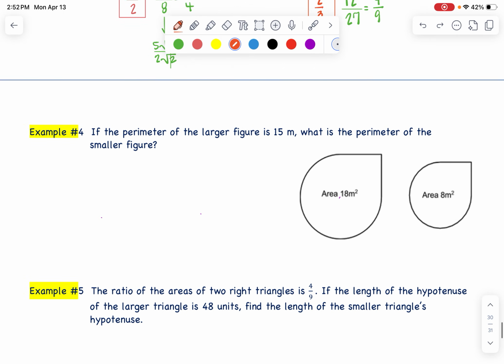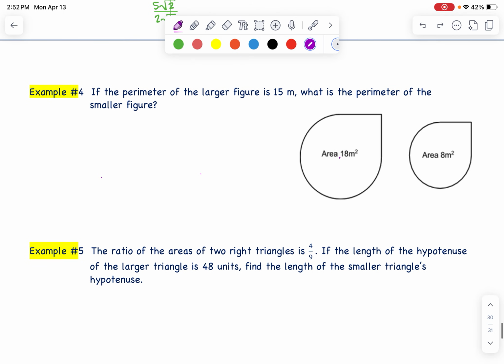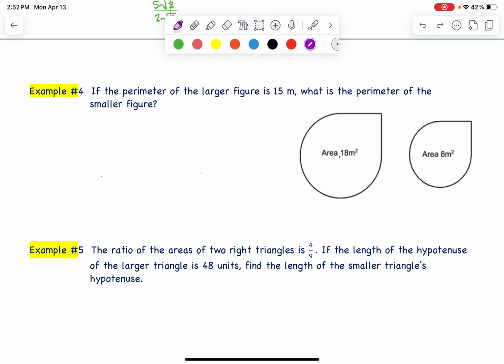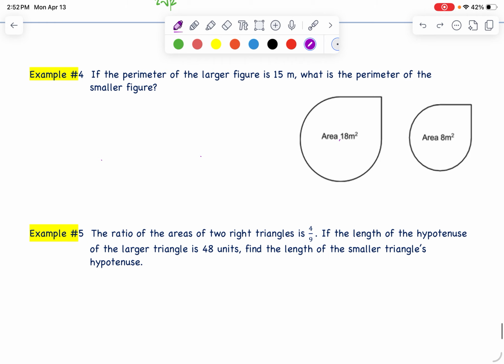All right, let's go do an actual problem though, where we have to do some math, right? Number 4 says, if the perimeter of the larger figure is 15, what is the perimeter of the smaller figure? Okay, so notice once again, I don't even know what shape this is. It's like some weird raindrop shape, which does not have an area formula that we know of, right? And so I can't really use the area formula and work backwards to find side lengths like I might do for a triangle or something like that.